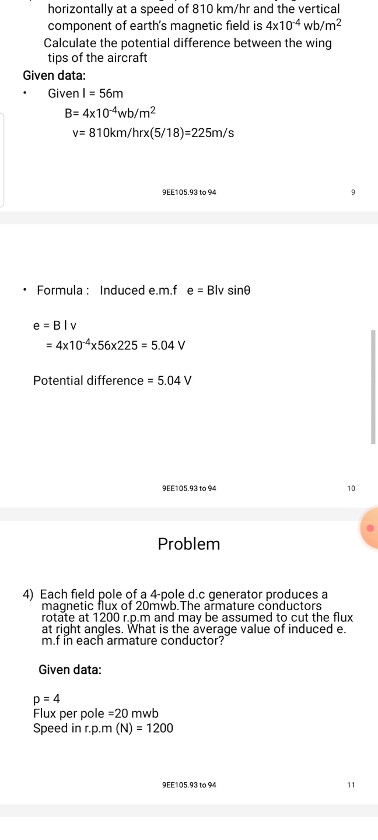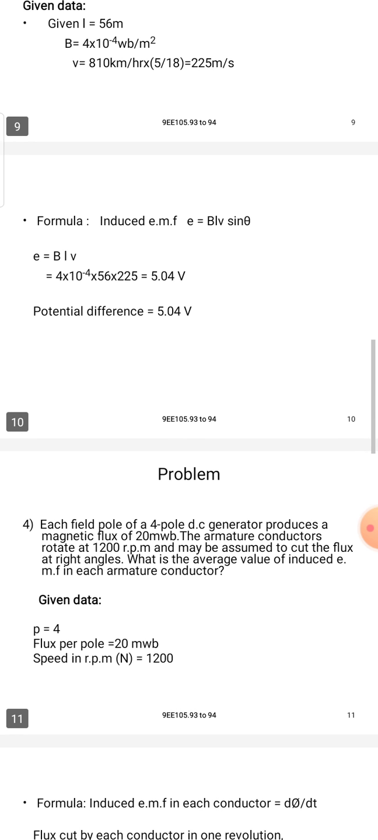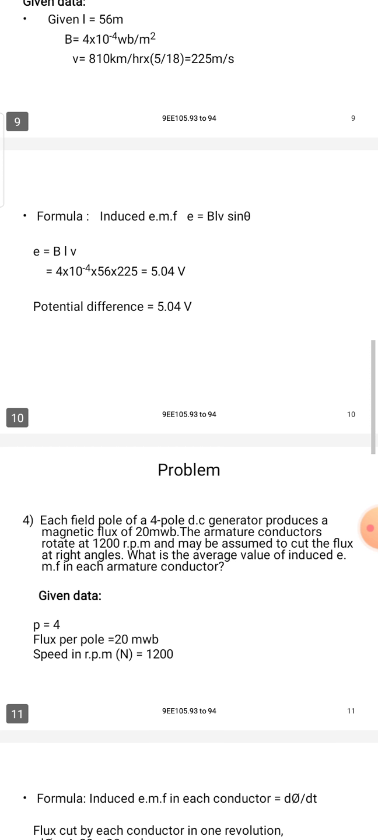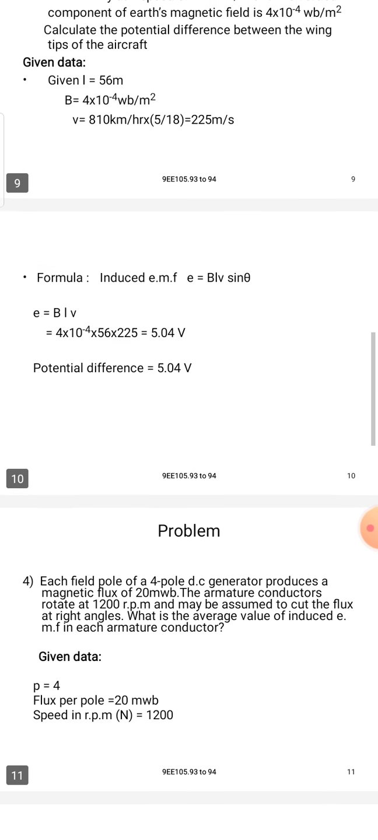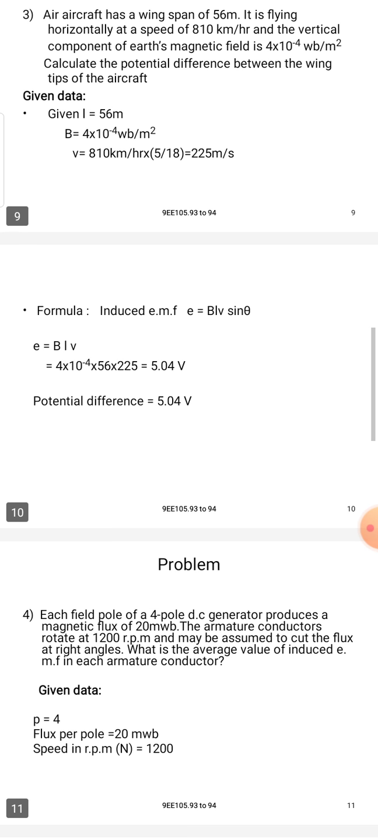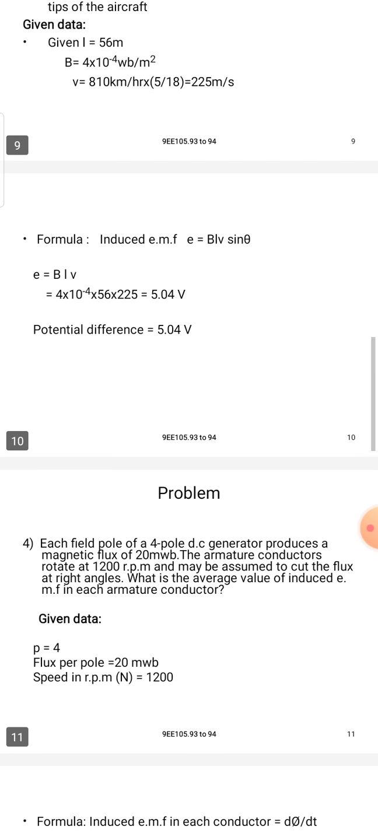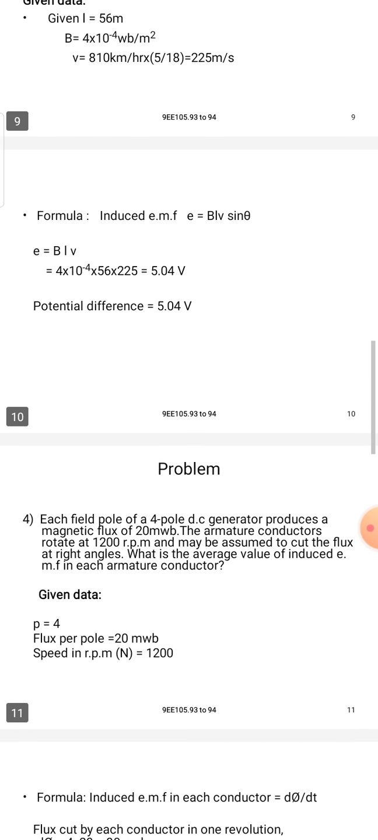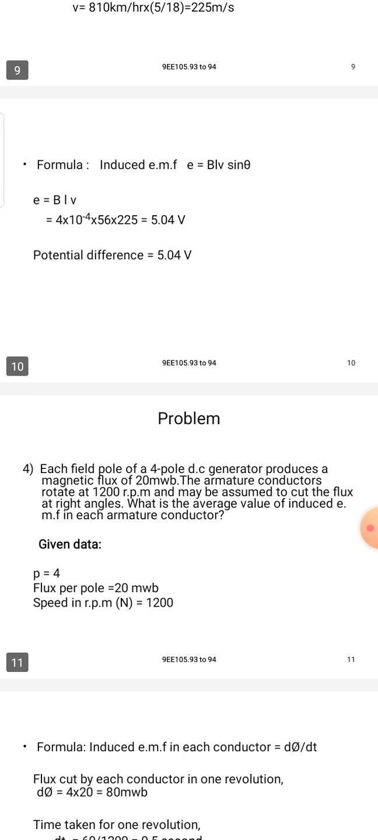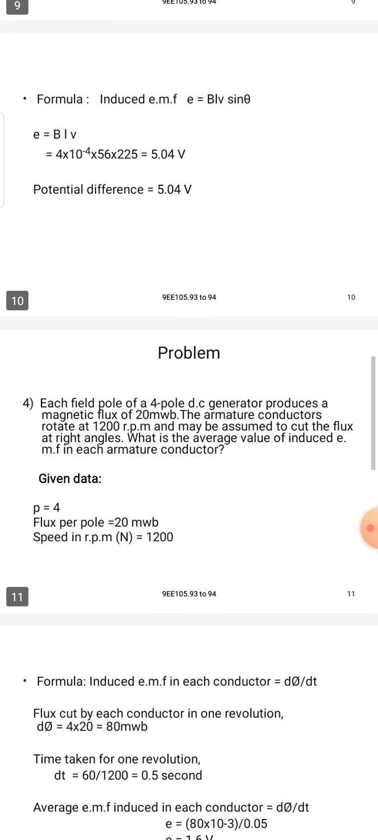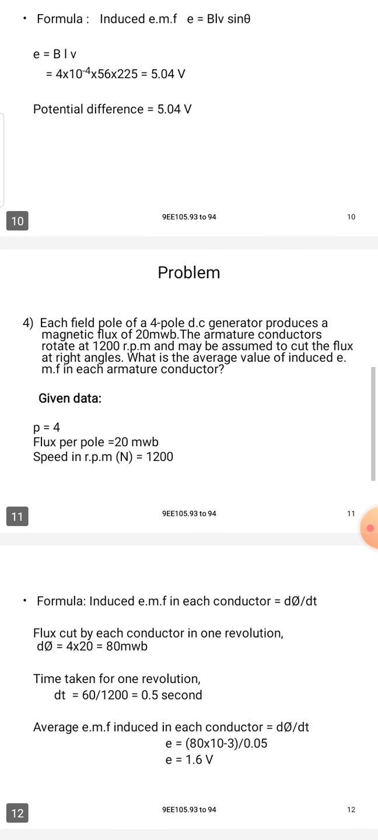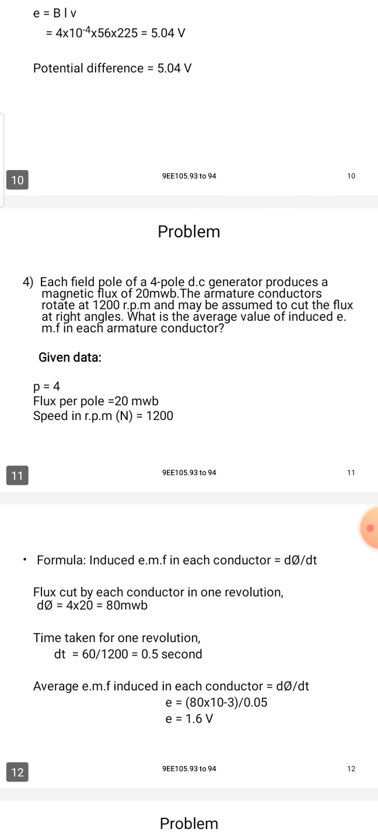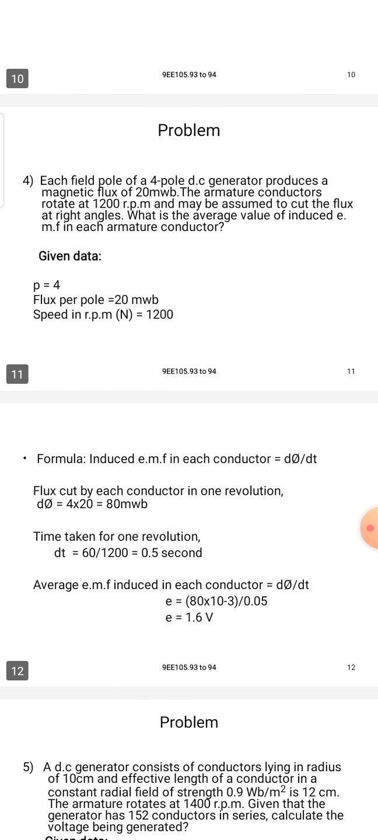That was the above problem. These are simple problems, okay, you can easily solve them. You can directly substitute in the given formula and get the result. You can use the calculator. Okay, next problem. Next problem on induced EMF.